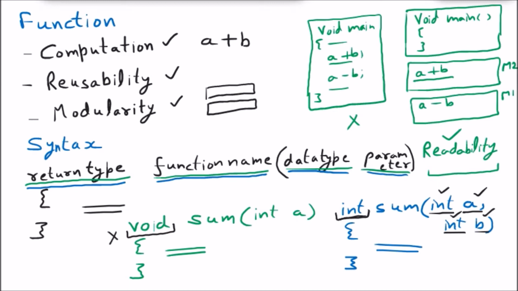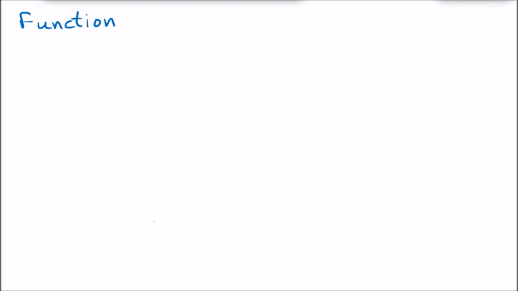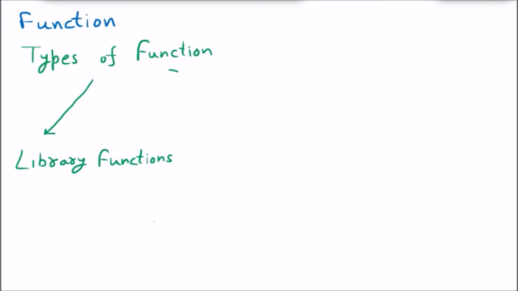That means the function, after performing, will give the result of integer type. Any integer value the function will return after performing the task. Now under the function, the next thing is types. Types of function. There are two types of function: one is called the library functions and the second is the user defined functions.